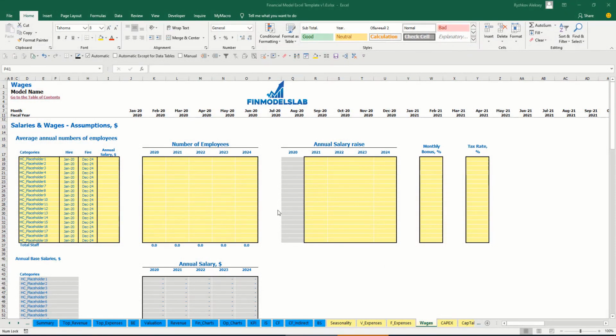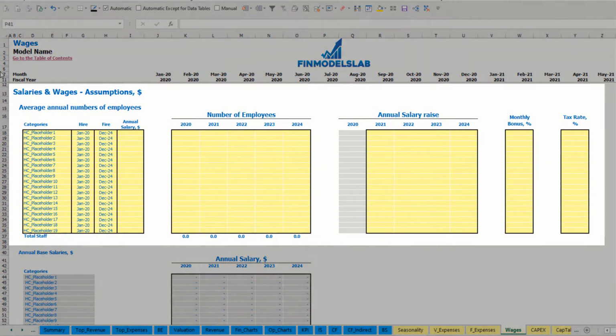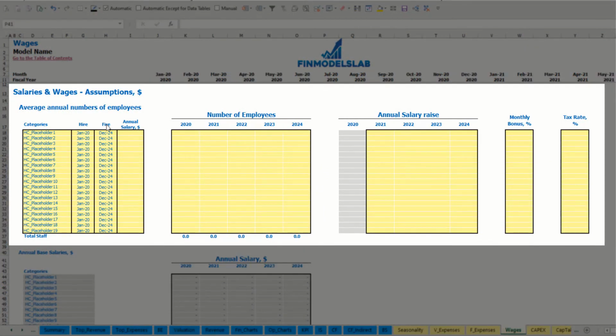On the wages tab, you can input your headcount by categories with hire and fire date, with annual salary, with ability to input different number of employees by years, with annual salary rise percentage, with monthly bonus and tax rate. Let me give you a couple of examples. Let it be CFO, which you are going to hire in March 20. You're not going to fire him, so the fire date will be December 24.